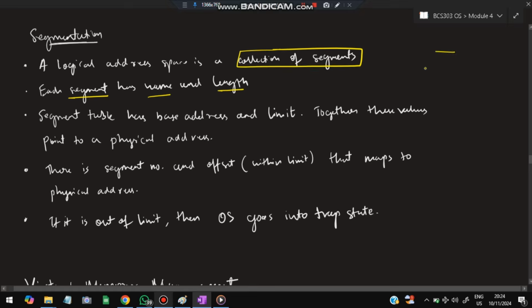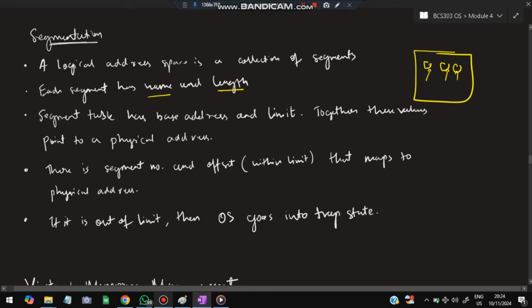See, this is the space here, and a lot of blocks are present. Each of these blocks is called a segment. It might be memory, a process happening, variables, resources, or time. Whatever values we use inside the program are all stored inside a big space, and each of them is called a segment. It has a name and its length.